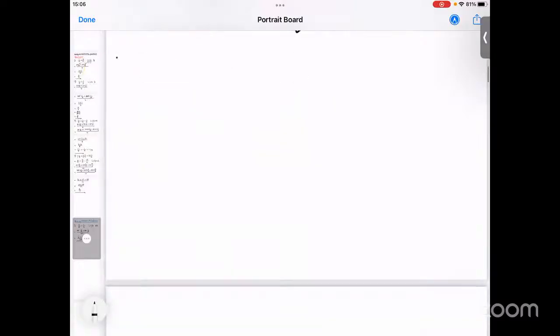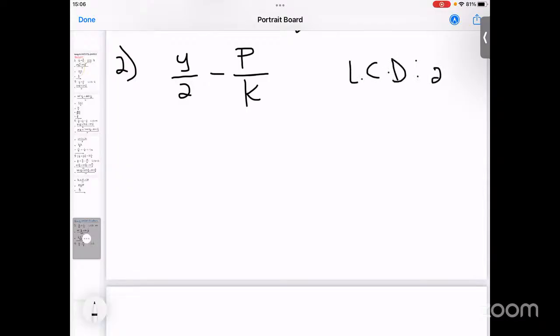Okay, so now let's have a look at a different example. Let's say you have y divided by 2, and let's minus this time, and have a different letter there, p over k. LCD, just like I've explained, you just take that denominator multiplied with that, and that's what you have. Therefore, you end up having your 2k there.